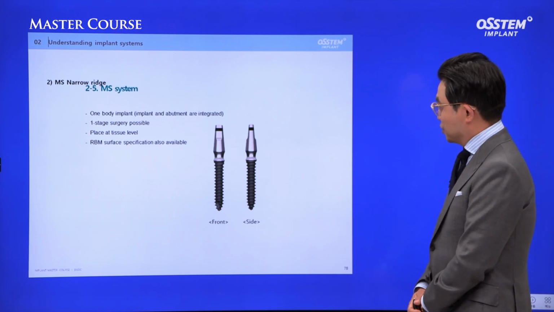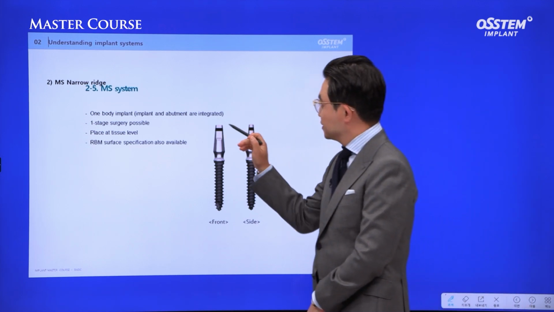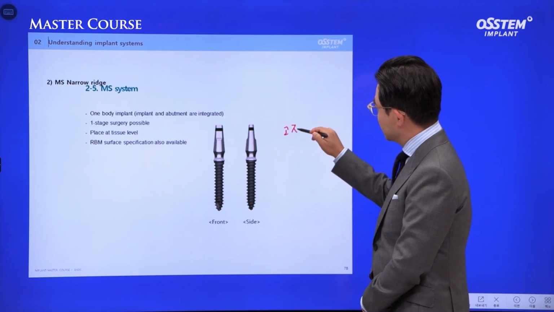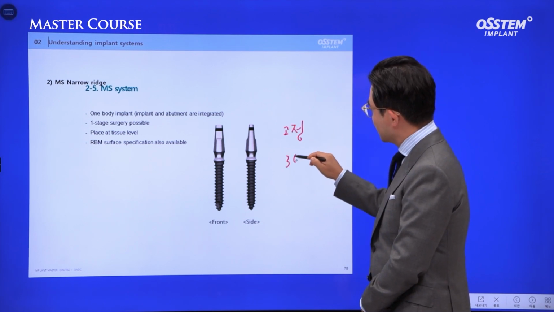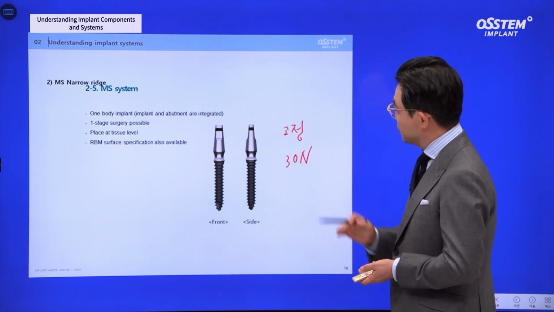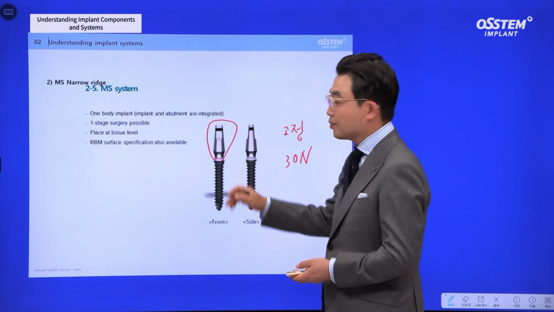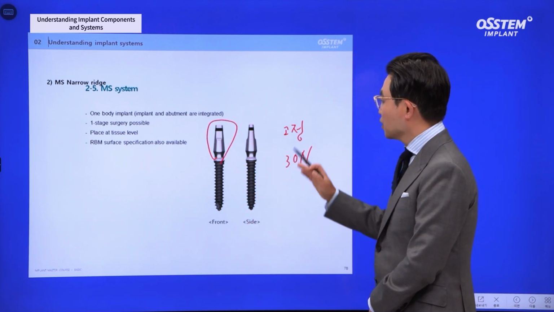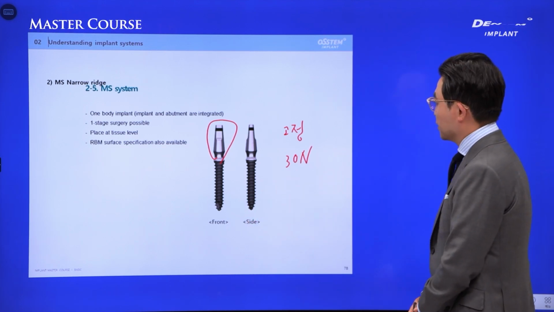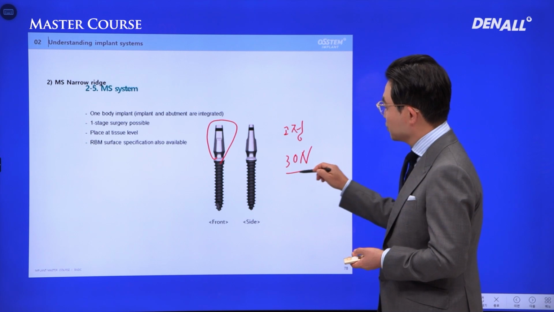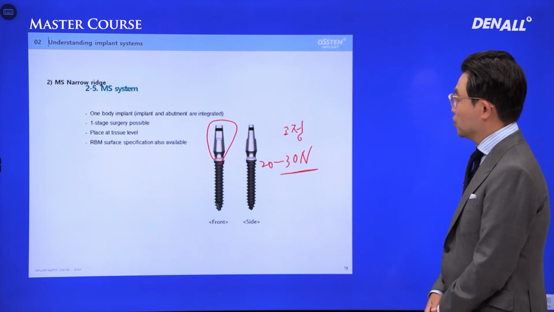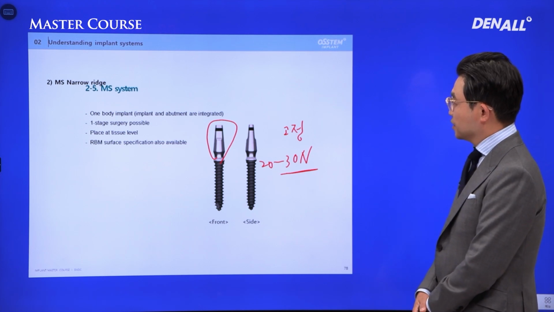Now, it can only do 1-stage surgery, and for the MS implant, when you place it, the most important thing is stability. You have to have a stability of at least 30 newtons, because in the MS system, the immediate temporary is placed on the same day. But if the stability force is low, then you cannot do immediate placement. So when you do placement, 20 to 30 newtons is something that you need to surgically secure.